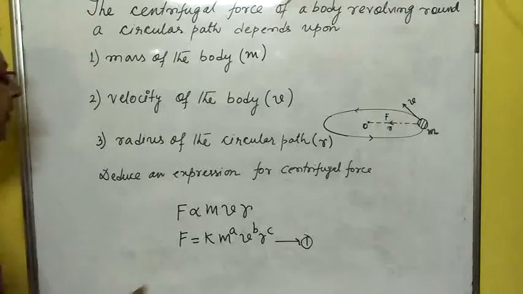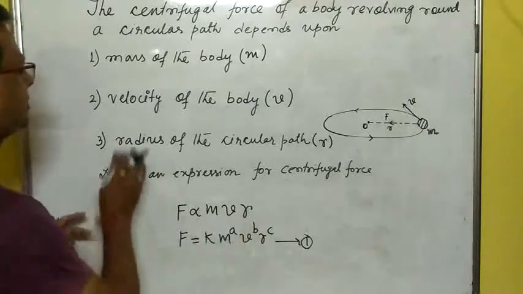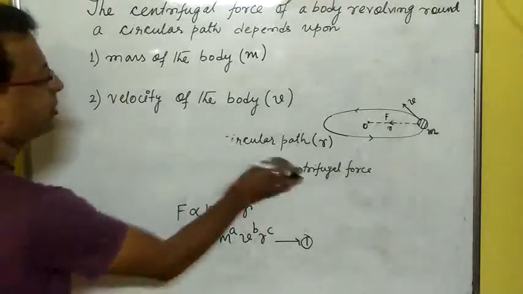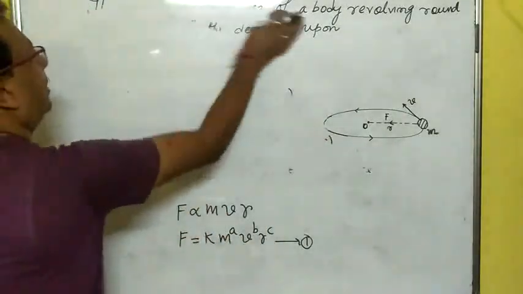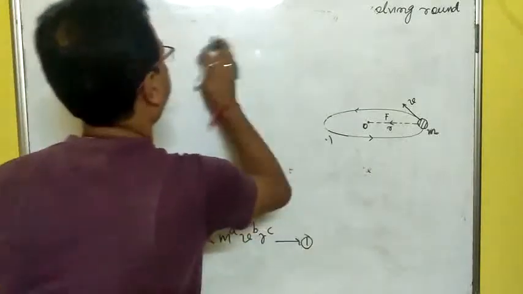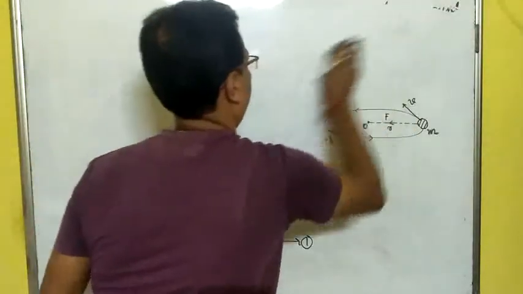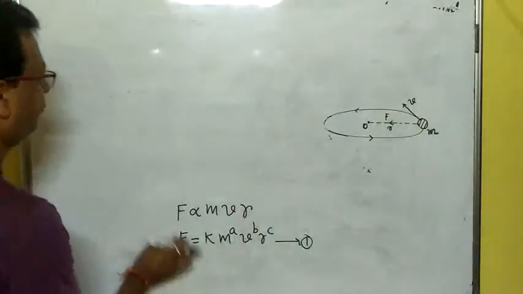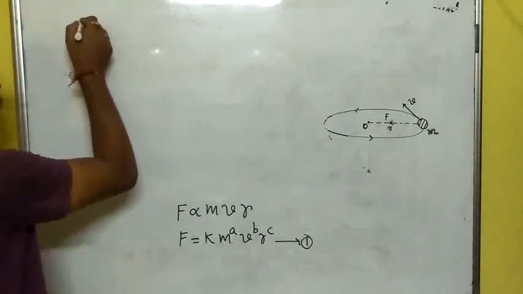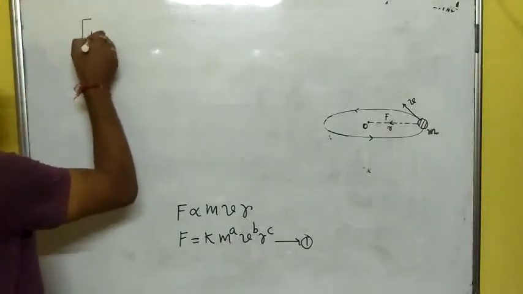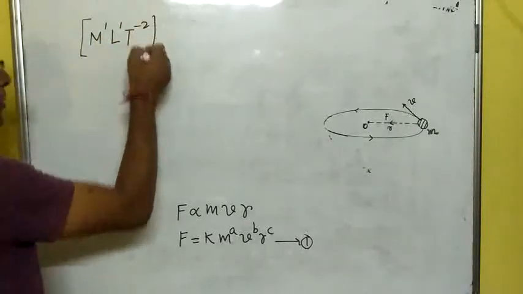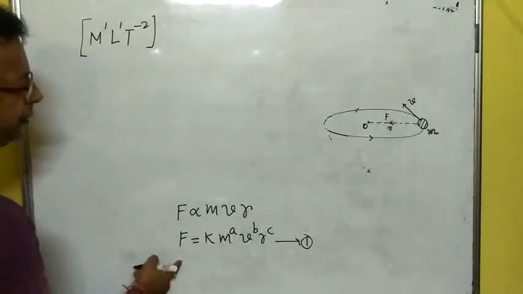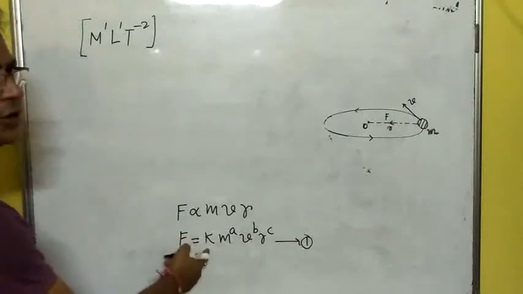Now let us write dimensions on both sides. If you write dimensions on both sides, it looks like this. So the dimension of force is M1 L1 T minus 2. This is the dimension of force. Now K is a dimensionless constant, so you need not write a dimension here.